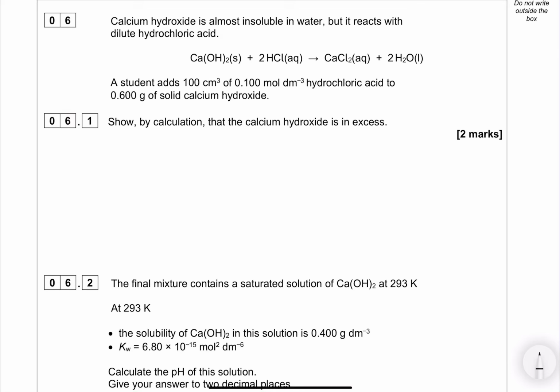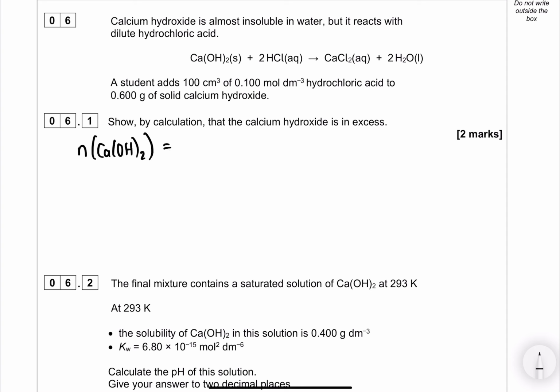Calcium hydroxide is almost insoluble in water, but it reacts with dilute hydrochloric acid. A student adds 100 centimetres cubed of 0.1 mole per decimetre cubed hydrochloric acid to 0.6 grams of solid calcium hydroxide. Show by calculation that the calcium hydroxide is in excess. So we need to work out the moles of each.